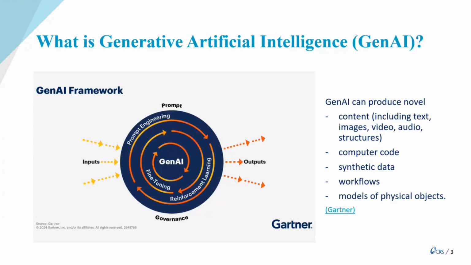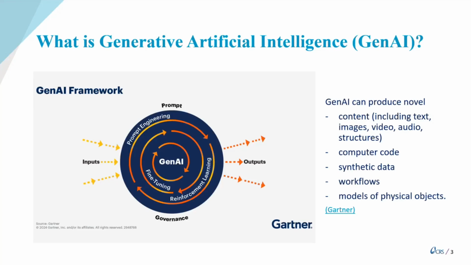Really quickly, what is generative artificial intelligence? What can it produce? I think a lot of you probably have experimented with it and tested it out. As you can tell, we use generative AI to produce novel content, so things like text, images, videos, audio, design structures. We also use it to help write computer code, programming language code.